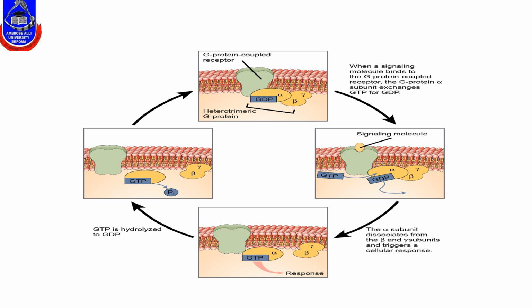Now, when this protein is to be deactivated, it loses a phosphate molecule to form GDP. And then the beta-gamma subunit will merge with the alpha subunit, and the protein becomes inactive.